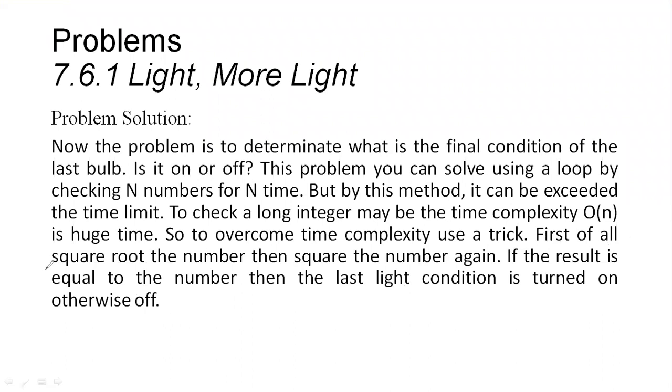First of all, take the square root of the number, then square the number again. So this is the hint for this problem's solution. Square root the number and square the number again. If the result is equal to the number, then the last light condition is turned on, otherwise off. And you have seen the same thing in the practical. But how does this actually work? Let us discuss it.